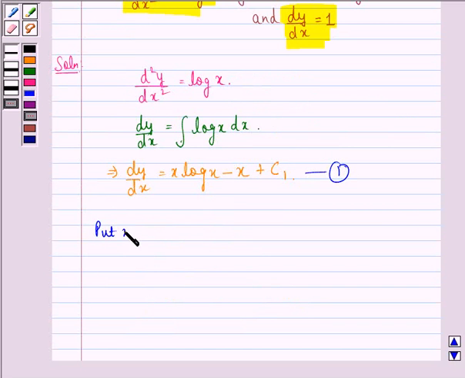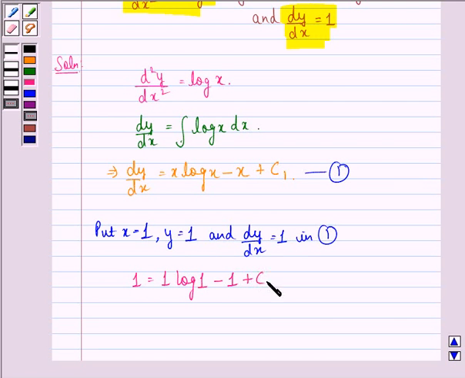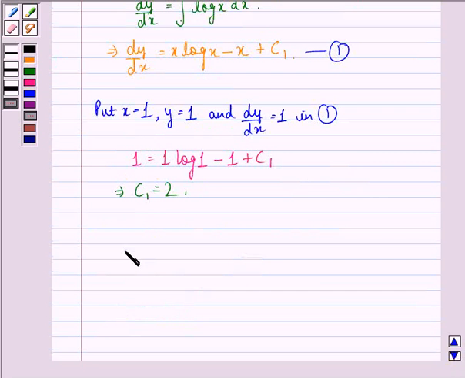Now we put x equal to 1, y equal to 1 and dy by dx equal to 1 in equation 1. Therefore, 1 is equal to 1 log 1 minus 1 plus c1. This implies c1 is equal to 2. Thus, the equation 1 will become dy by dx is equal to x log x minus x plus 2.